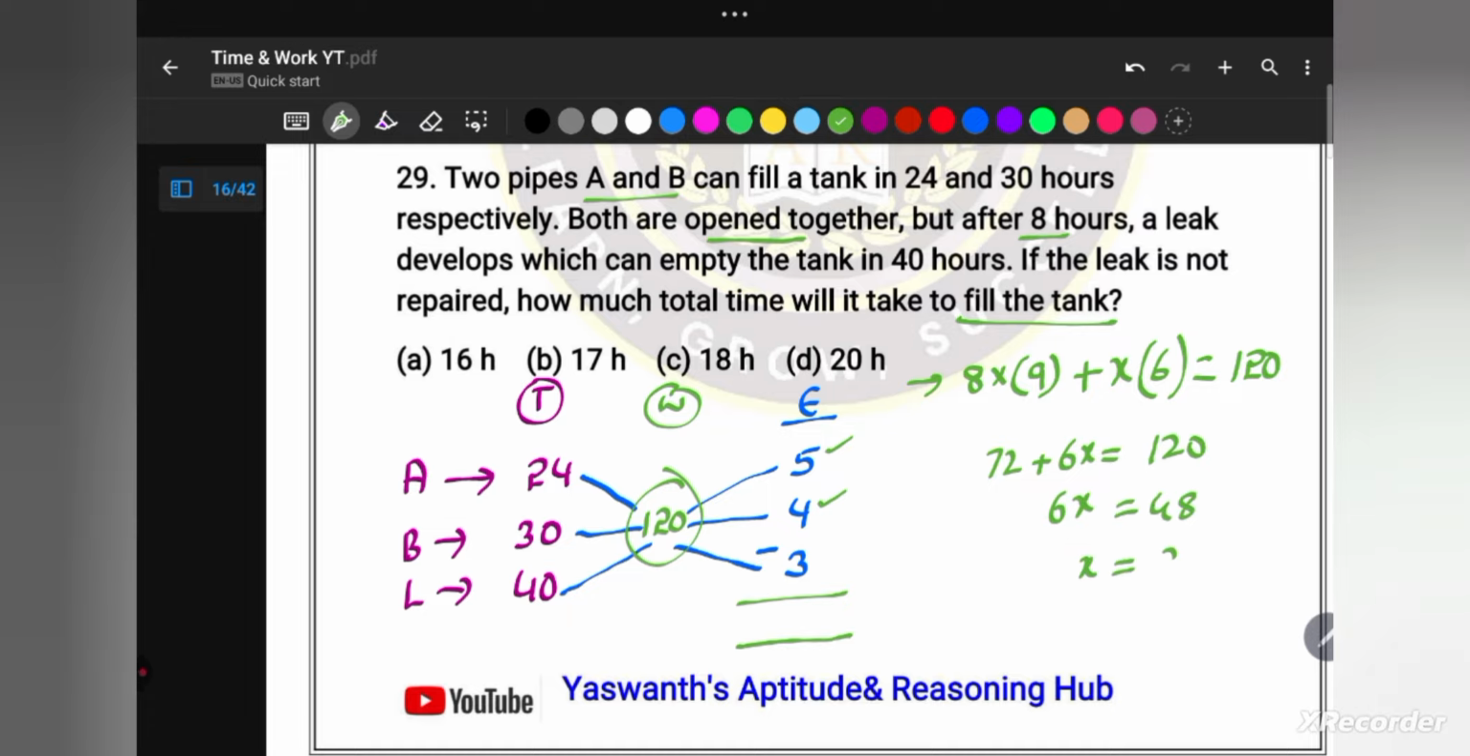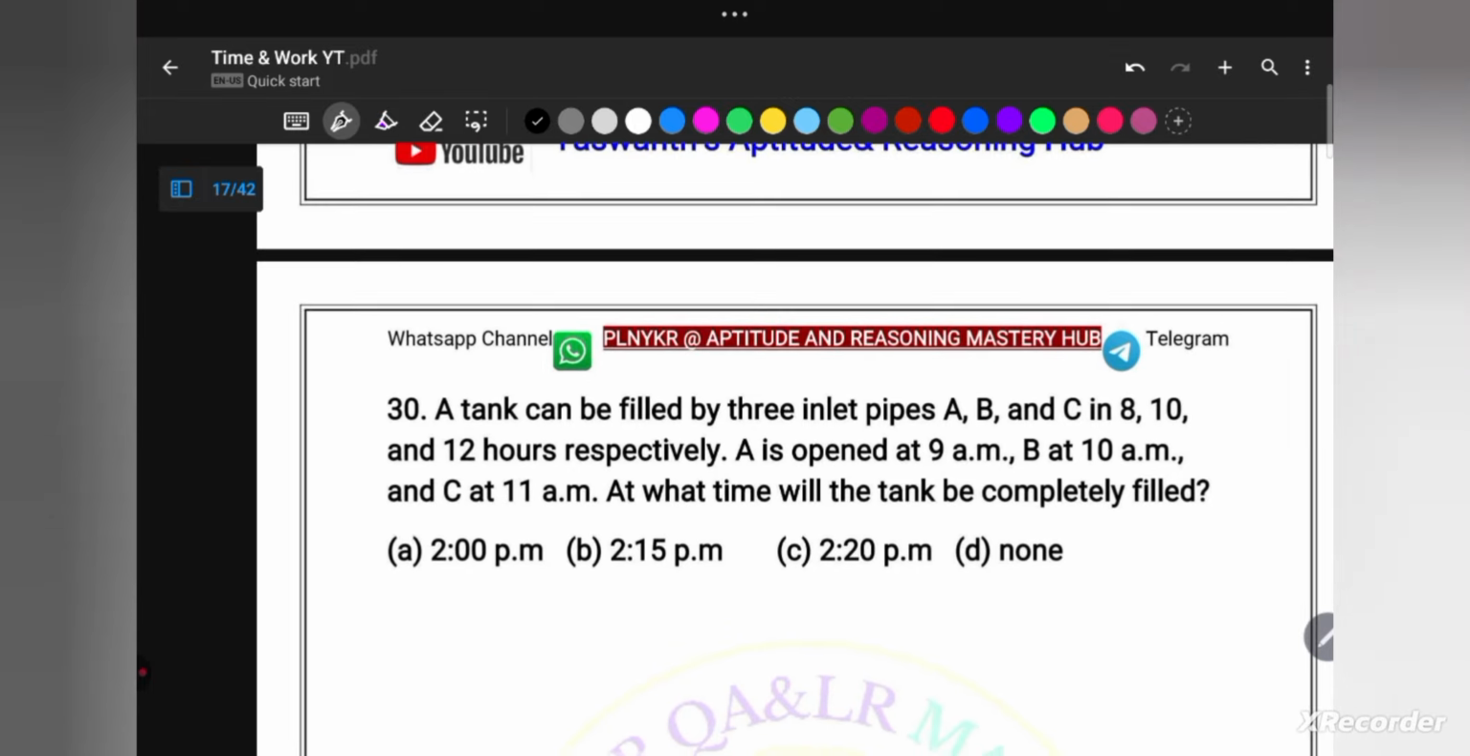X equal to 8. Clearly, initially A and B worked for 8 hours. After the leak forms, all three work together for 8 hours. So the total time includes the initial 8 hours and the later 8 hours, total 16 hours. Option A. If you have any queries, please let me know in the comment box for this question. Moving to the next question.